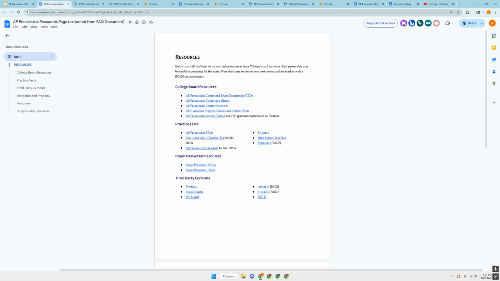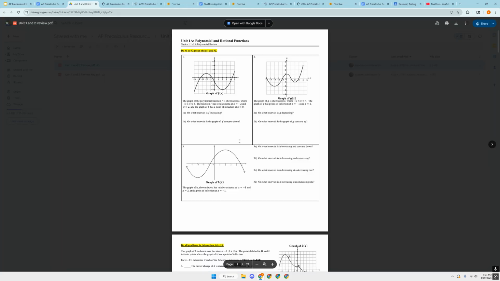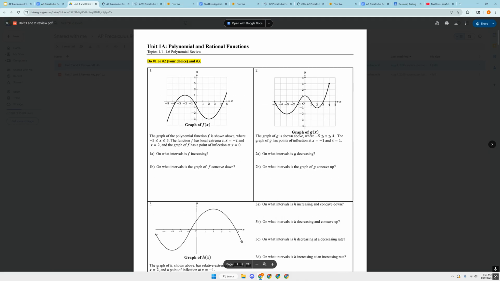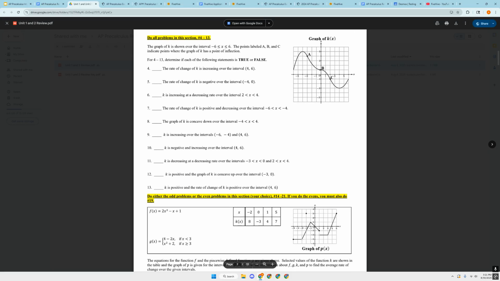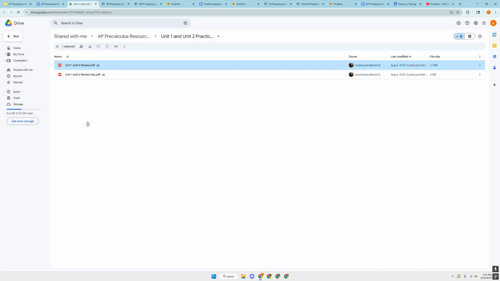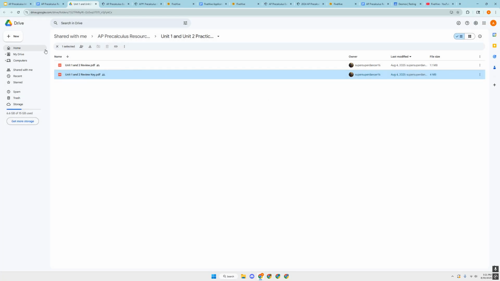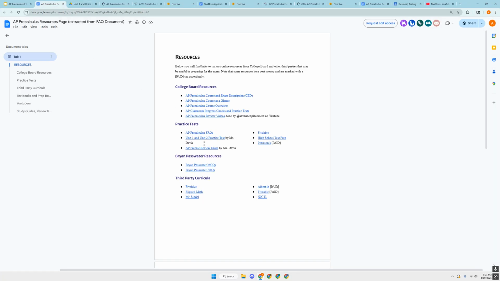Then there are 2 practice tests from Google. Oh wait, Albert. These 2 practice tests go over what you have to know for unit 1. It has tons of practice, and it also has an answer key in that same folder. If you have any questions, you can come ask in the Precalc channel.